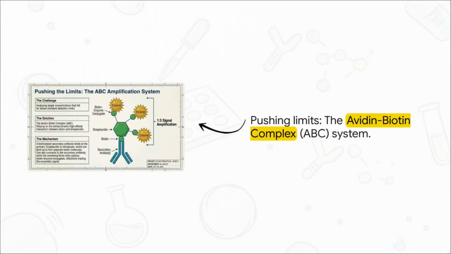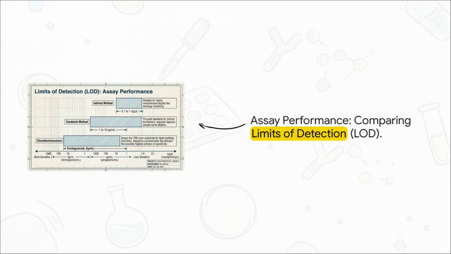The solution they came up with is just incredibly elegant. It's called the Avidin-Biotin complex, or the ABC system. Instead of binding just one single enzyme to the secondary antibody, scientists attach biotin. They then introduce streptavidin, which is this molecule that has exactly 4 highly receptive slots for biotin. One slot binds to the antibody, which leaves 3 slots completely wide open to capture additional biotin enzyme conjugates. Just like that, you have effectively tripled your enzymatic signal for every single target found. It's brilliant.